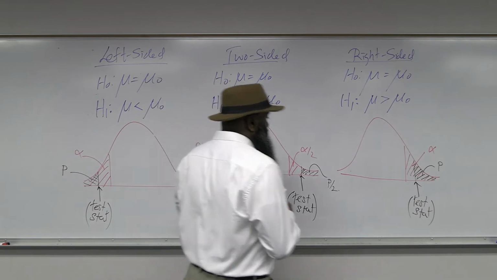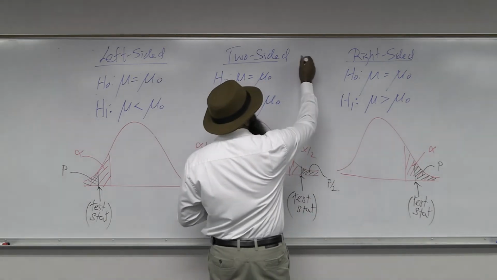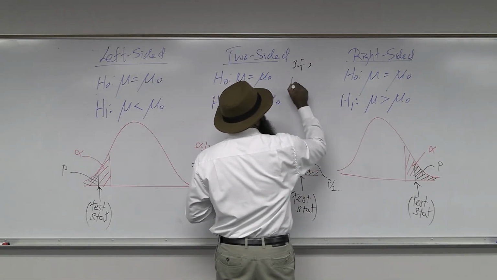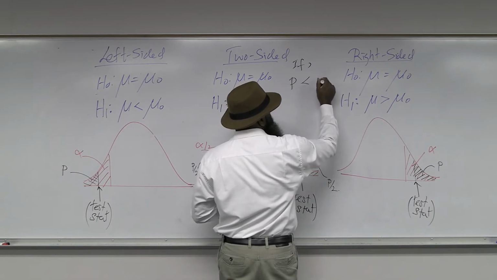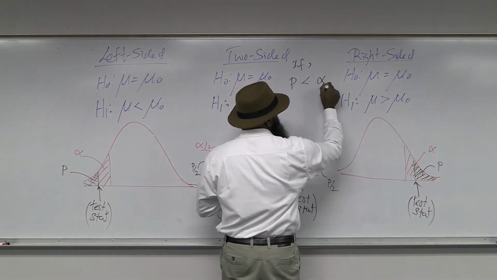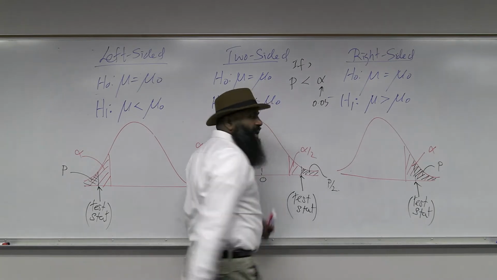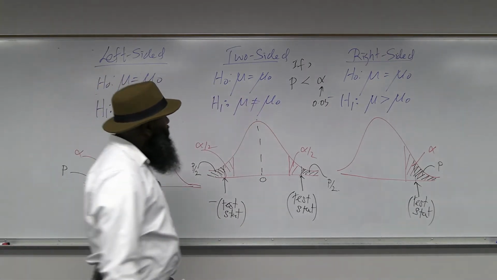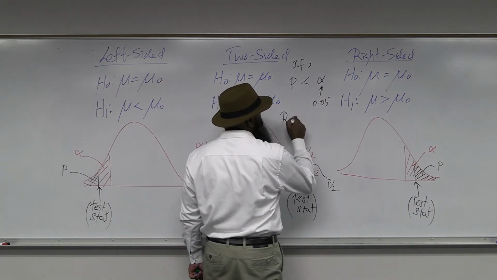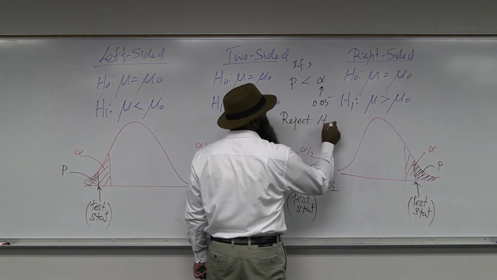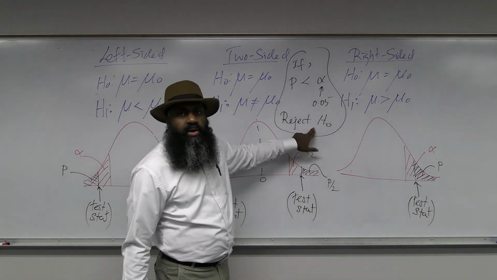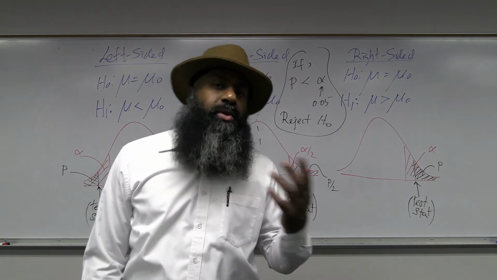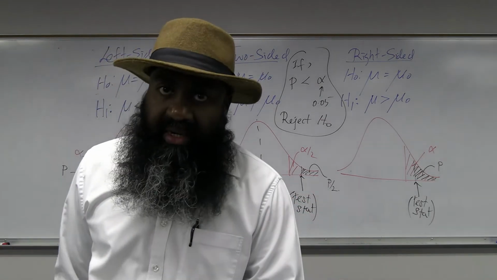Let me write down that guideline. It's very important. If p-value is lesser than alpha, which is 0.05 always, if your p-value is lesser than 0.05, then you reject H0. So no matter whether this H0 comes from a left-sided test, two-sided test, or a right-sided test.